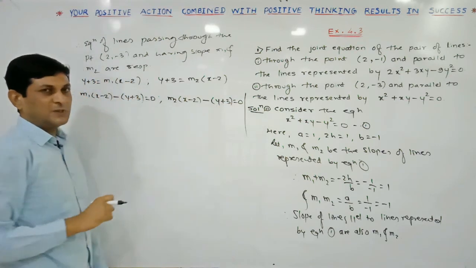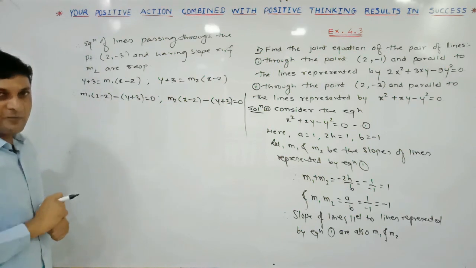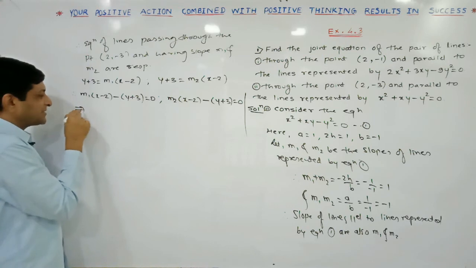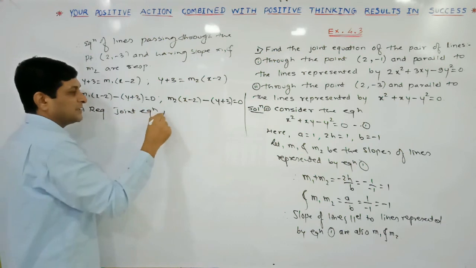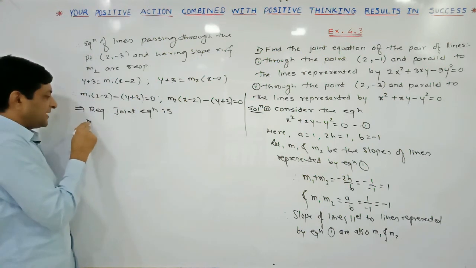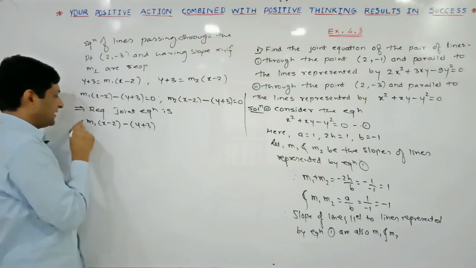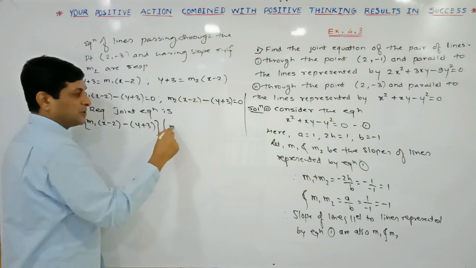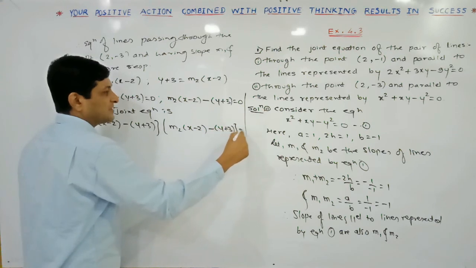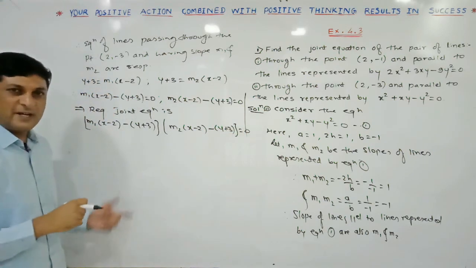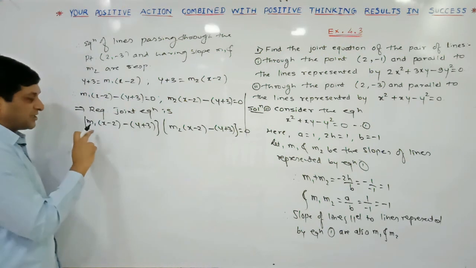Once the equation of both the lines are known to us, taking multiplication of these two equations, we will get our required joint equation. So this implies that required joint equation is, now write down first equation, m1 into x minus 2 minus y plus 3 into second equation m2 into x minus 2 minus y plus 3. On this side is equal to 0. Keep it as it is. Whenever we are finding joint equation, we are taking product of equation of two lines. Now let us take the multiplication.